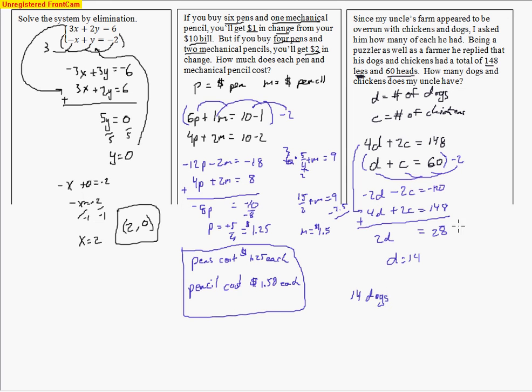Let's find out the chickens. So the easy one here, because you just substitute into that quantity equation. So it's really just going to be 14 plus C equals 60. So you just subtract the 14. And that gives me 46 chickens. So we'll say 46 chickens he has.